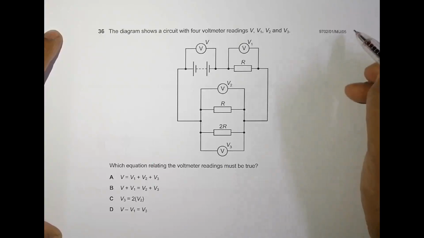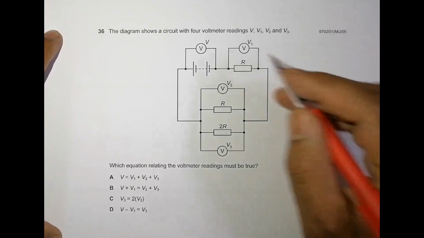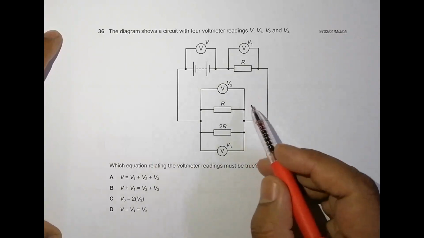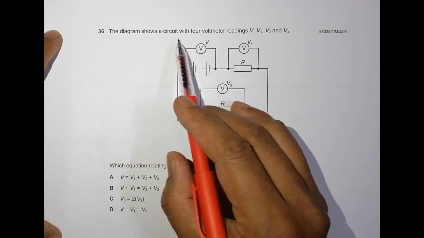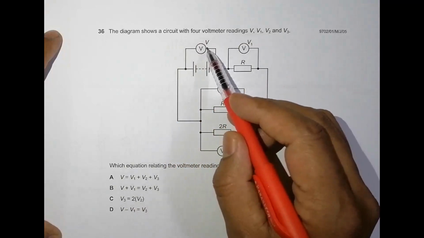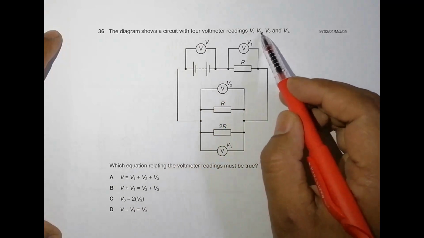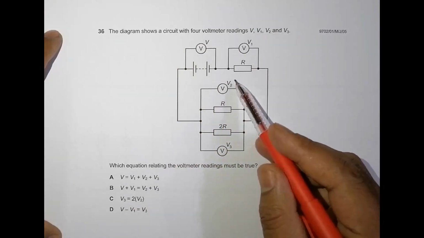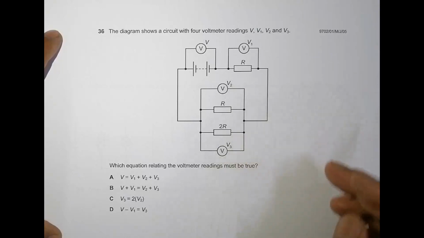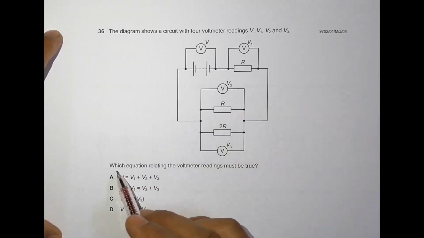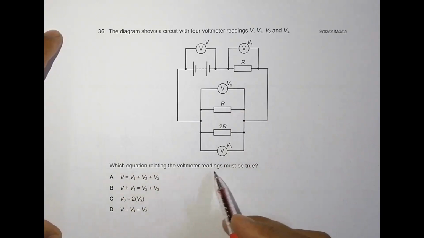Hello folks, this is 2005 May June paper 1 and the question number is 36. It shows a diagram that seems to be complex. The diagram shows a circuit with 4 voltmeter readings. V is across the source, V1 is across this resistor, V2 and V3. So V2 and V3 are across a combination of resistors R and R1. Which equation relating the voltmeter readings must be true?